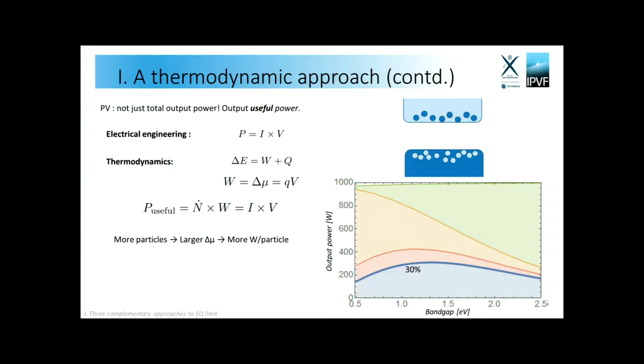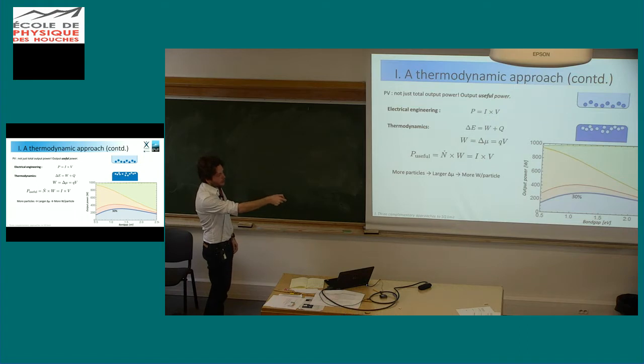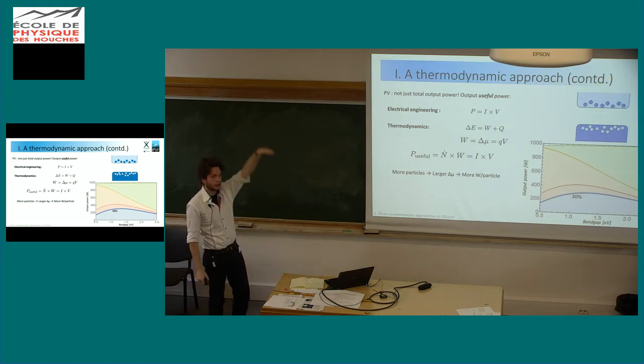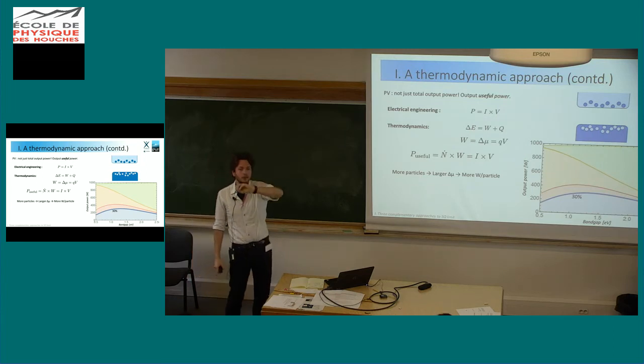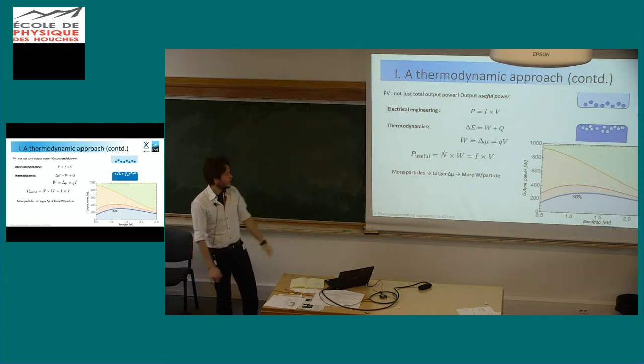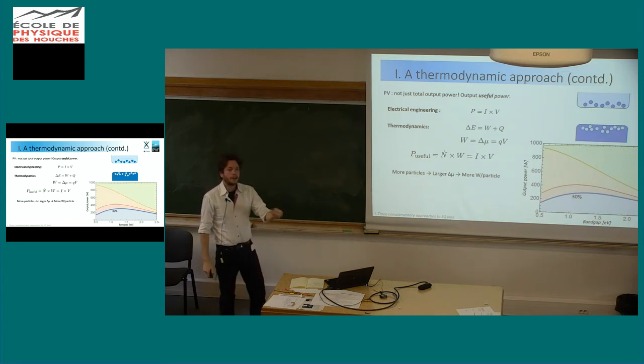If you have more particles here, if you have more electrons in the conduction band, more electrons mean the Fermi level goes closer to the band. It means you have a larger Fermi level splitting. It means for each electron which you're getting out, you're going to have more work. So the more carriers you have, the more work you're going to have per carrier.